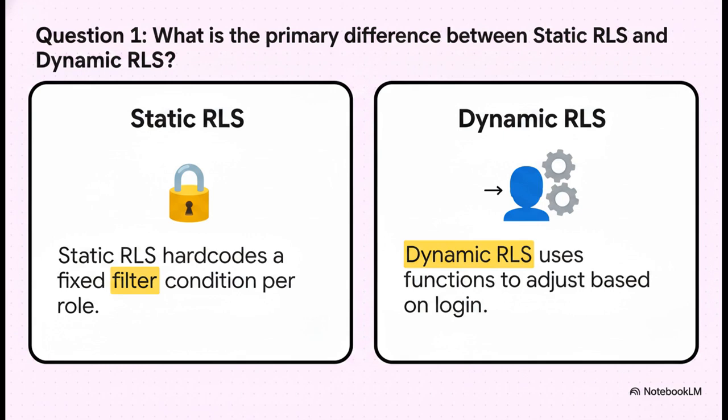Dynamic RLS uses DAX functions like USERNAME tied directly to a security mapping table in your data model. So when a user logs into the Power BI service, it checks their email against the mapping table and filters the entire dataset automatically just for them. Dynamic RLS is an absolute game changer because it prevents you from having to manually create 500 separate security roles for 500 different sales reps.